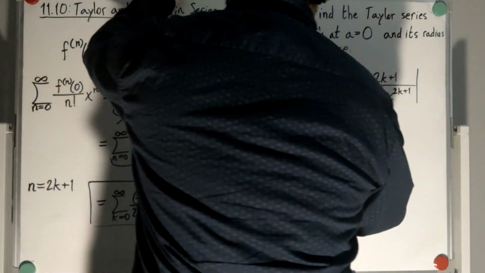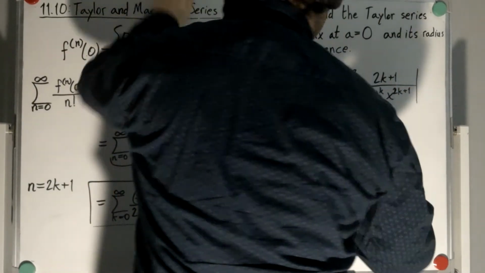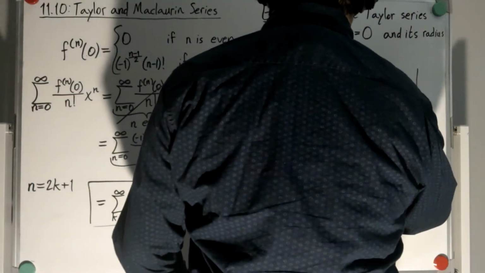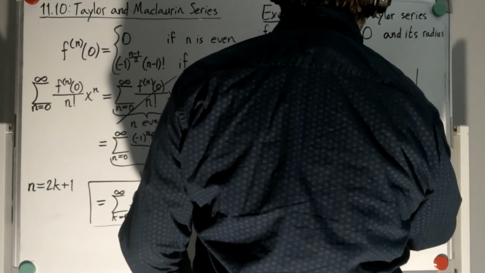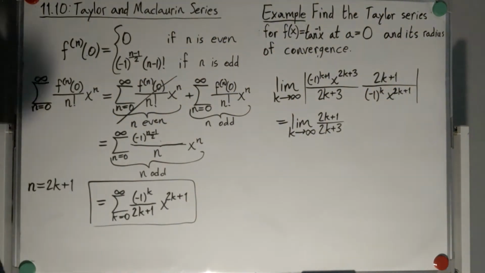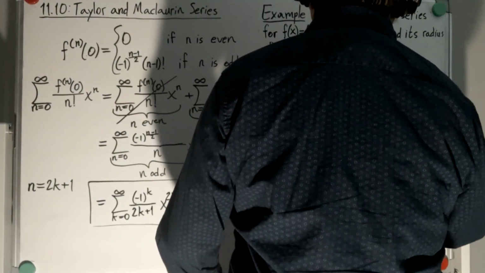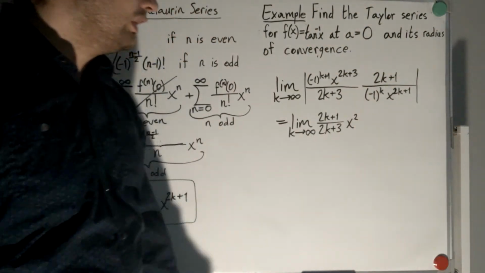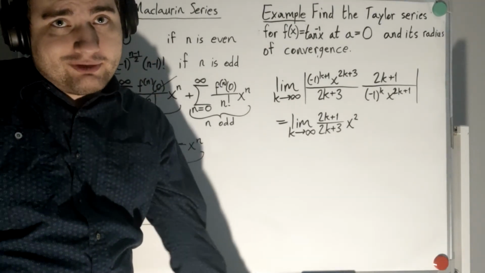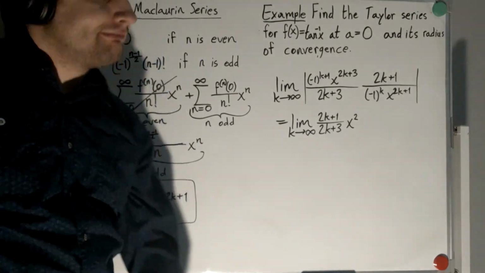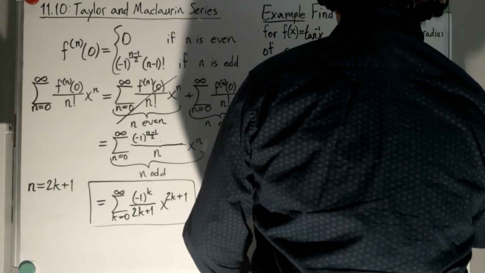What you end up with here is the limit as k approaches infinity of (2k plus 1) divided by (2k plus 3), times x to the 2k plus 3 divided by x to the 2k plus 1, which just ends up being x squared. Strictly speaking, yes, we should have absolute values around that, but x squared is never negative, so that's never a problem. Anyway, as k approaches infinity, this just approaches x squared.